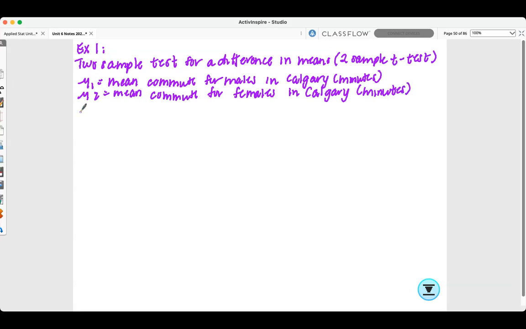My null hypothesis is mu1 minus mu2 equals 0, and my alternative hypothesis is mu1 minus mu2 doesn't equal 0. How I chose doesn't equal, rather than less than or greater than, is that they use the word differs. And now we need our evidence.